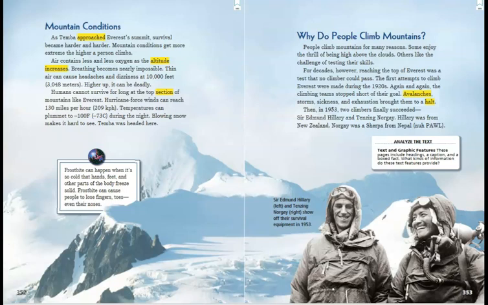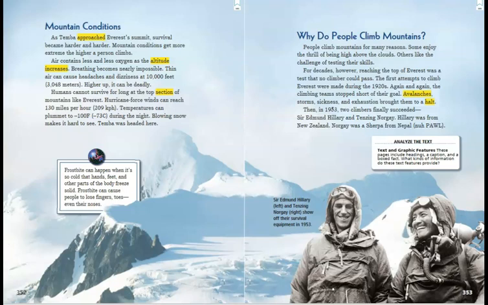Remember when we read our vocabulary and context cards, guys, and we saw that a lot of the people were carrying oxygen tanks, so that is definitely why they needed them. Humans cannot survive for long at the top section of mountains like Everest. Hurricane force winds can reach 130 miles per hour. Oh my goodness. Temperatures can plummet to -100 degrees Fahrenheit or -73 degrees Celsius during the night. Blowing snow makes it hard to see. Temba was headed here. Wow. That is crazy, guys.